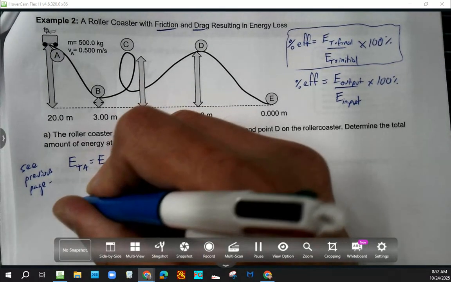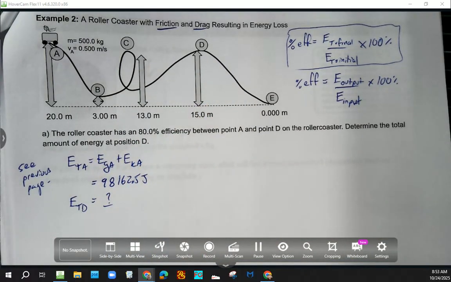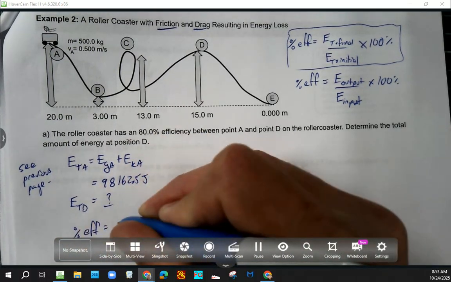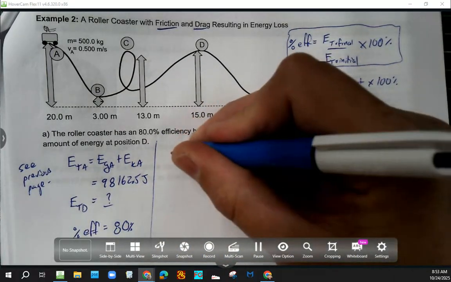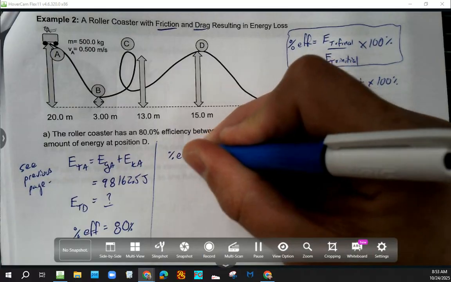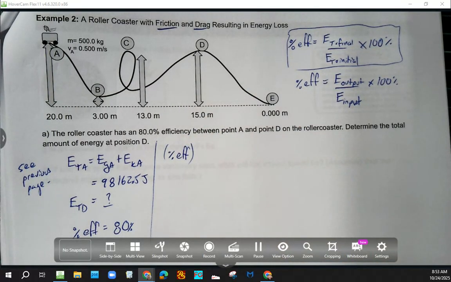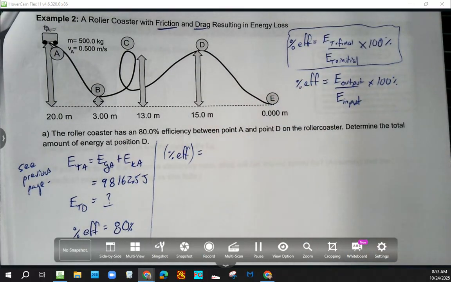E total at position D, though, if this is not a 100% efficient system, I can't claim that it's just the same as E total A anymore. My other given is percent efficiency is 80%. And remember, the formula is percent efficiency, and I'll put brackets around it because I honestly don't really like having multi-letter variables like this. I like one letter with subscripts. But anyway, I'll put brackets around it just because it makes me feel a little bit more clean inside.